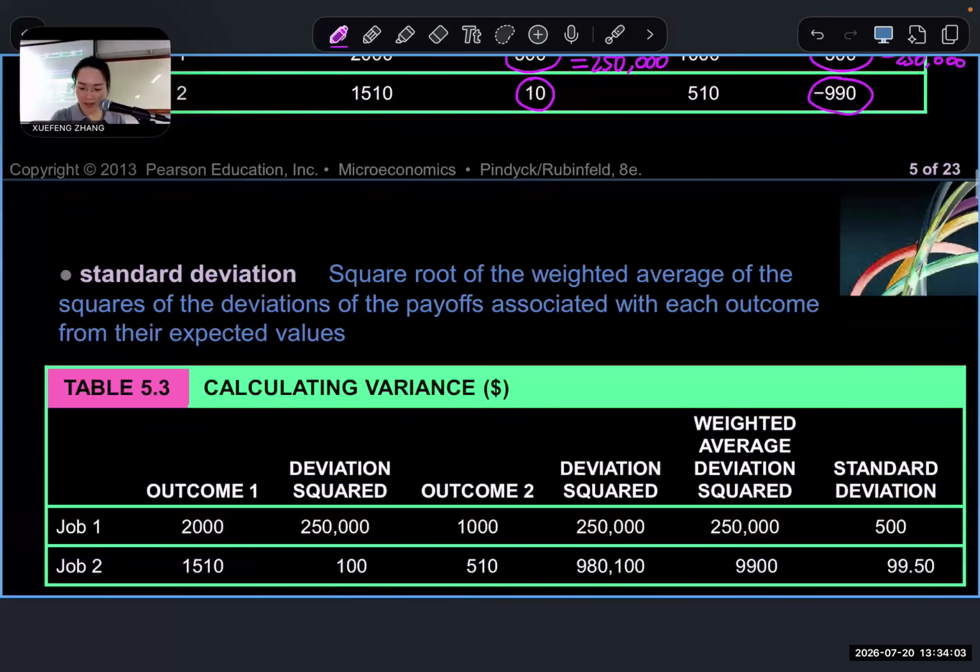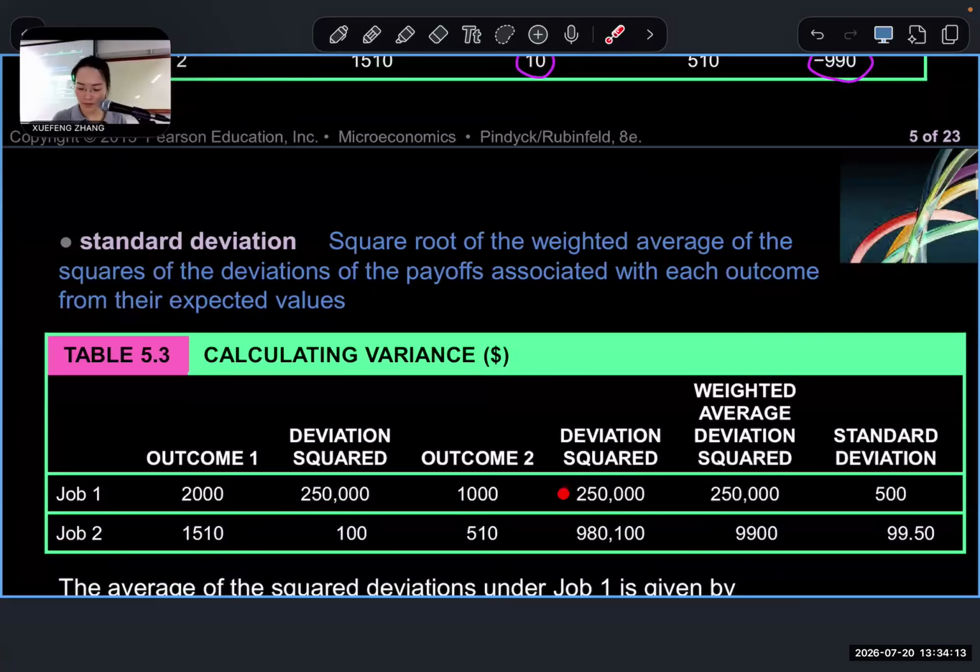You see here, the answer is here, table 3, okay? Deviation squared, 250K, 250K. So the weighted is 250K. And then how do we get the standard deviation? With the square root, right? Square root, which is 500, okay?